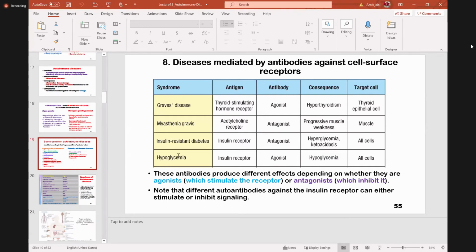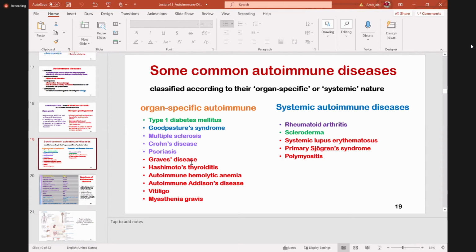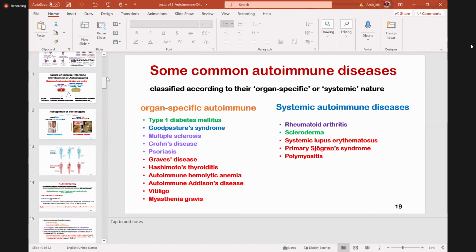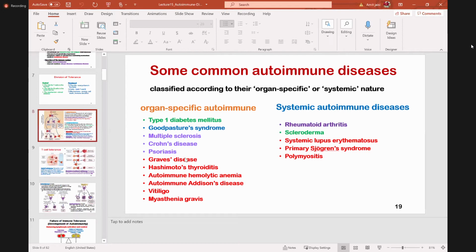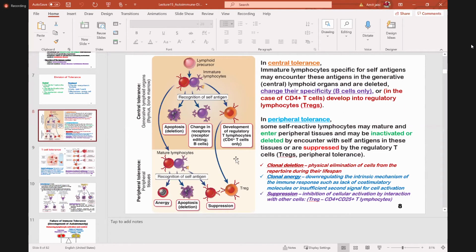And types, organ specific and systemic autoimmune diseases. And another important part is tolerance: central tolerance and peripheral tolerance. In central tolerance, we have apoptosis, negative selection or deletion, clonal deletion, we can also say that, and regulatory T lymphocytes, and also receptor editing, a change in the receptor. That is how we tolerate the self-antigens.